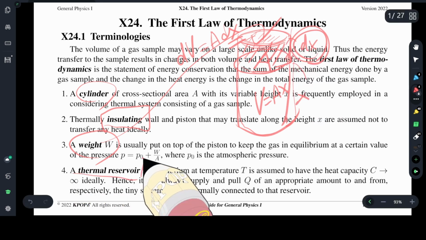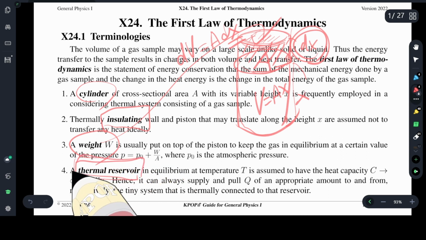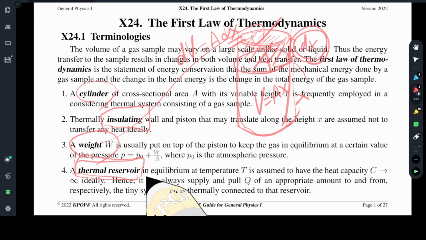We also have frequent use of a thermal reservoir. A thermal reservoir is anything that contains an enormous amount of heat with constant temperature. So temperature is controlled by the heat reservoir, and even though it may give away or accept heat, its temperature doesn't change simply because it contains an enormous amount of heat.